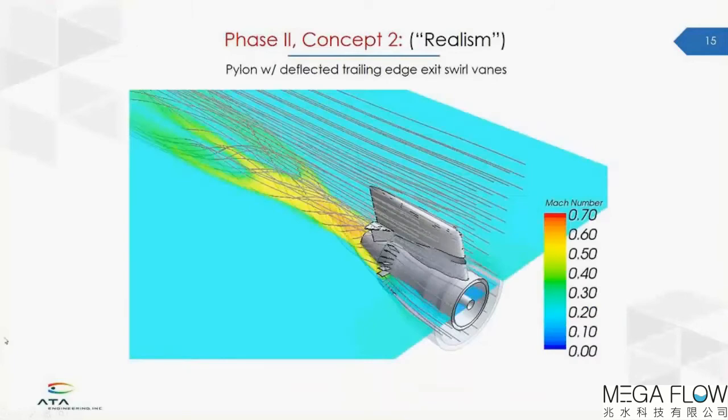So another concept that we explored involved having a swirling exhaust created, at the nozzle exit, by a stationary set of swirl vanes along with a pylon that had a trailing edge that could deflect to assist swirling that flow. And so here's another example of a STAR CCM+ simulation where we tested a more advanced concept.